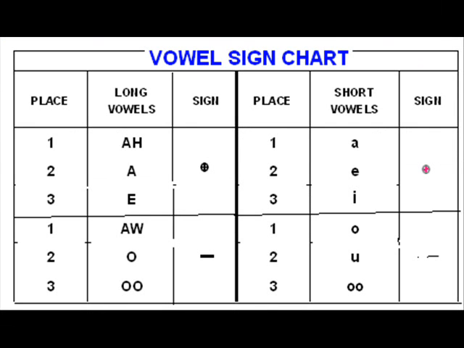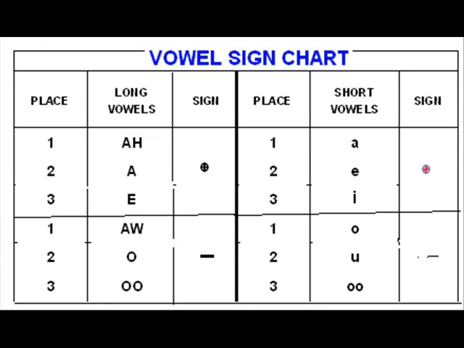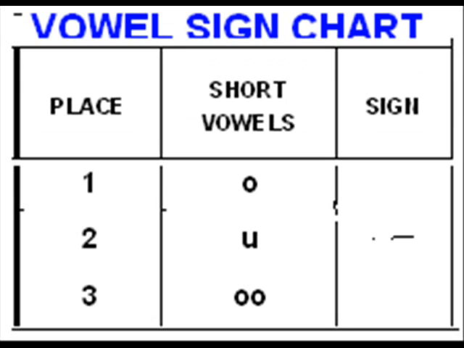Similarly, the short vowel sounds A, E are represented by a light dot with a little pressure. With a little pressure, if you put a dot, it will become a light dot. So, the short vowels A, E are represented by a light dot. The short vowels O, U are represented by a light dash.